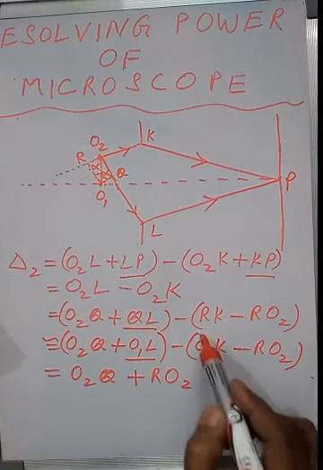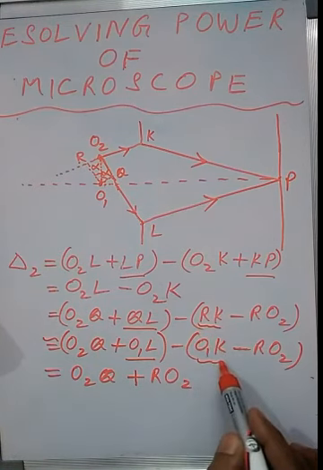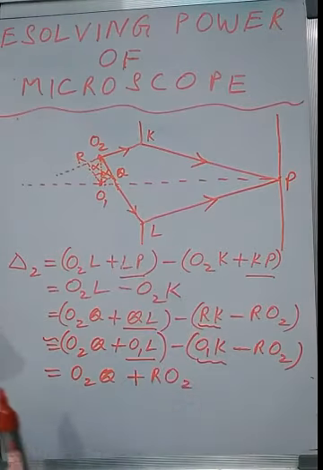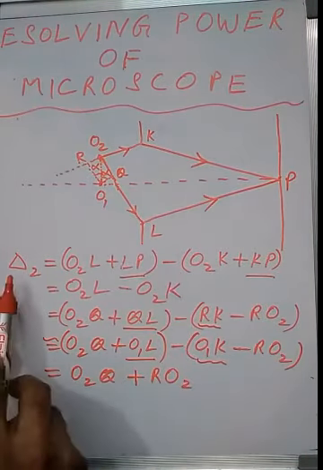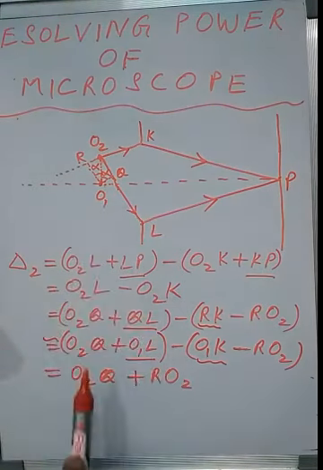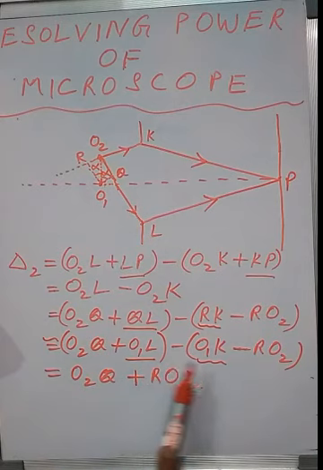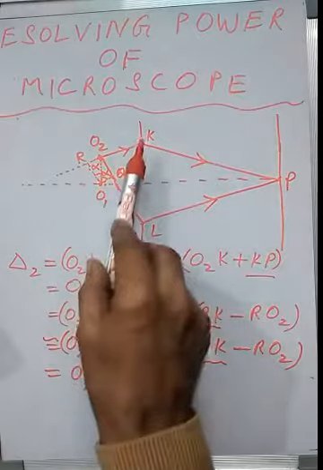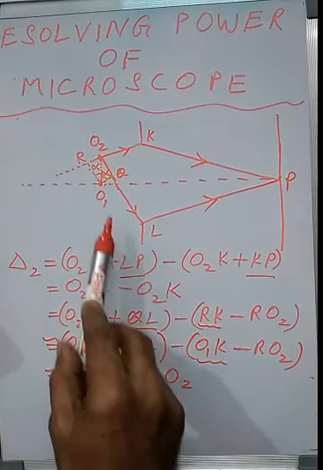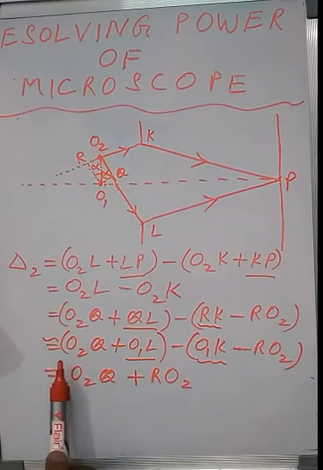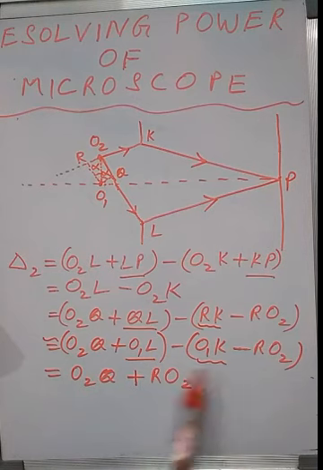Similarly, RK can also be replaced by O1K. RK is approximately equal to O1K. So approximately, the path difference between rays of light coming from O2 can be written like this. Now out of these four terms, O1L and O1K are equal due to symmetry of the diagram. So these two terms will be cancelled and we shall be left with O2Q plus RO2.